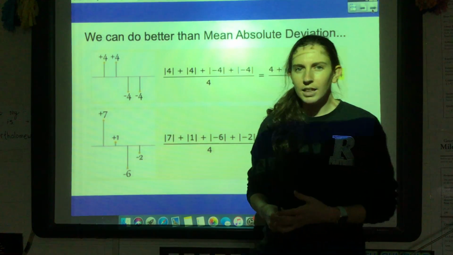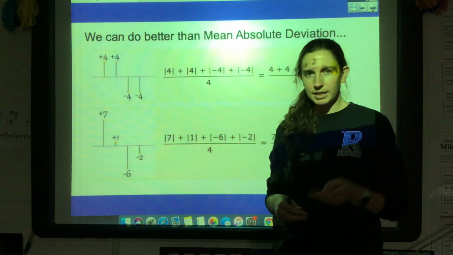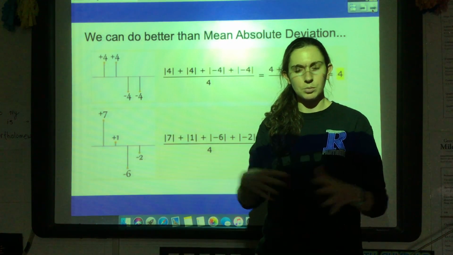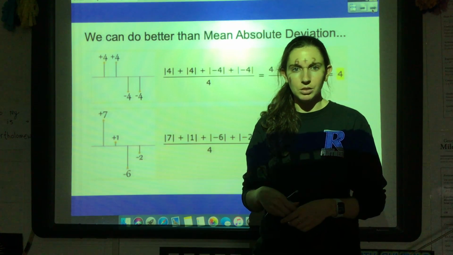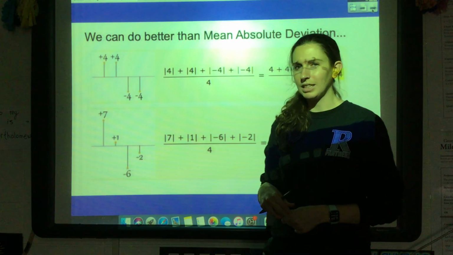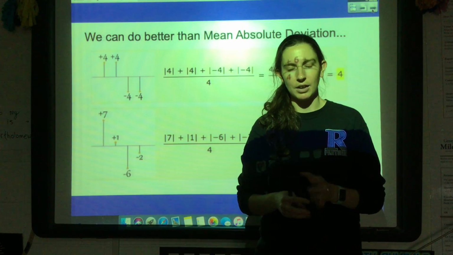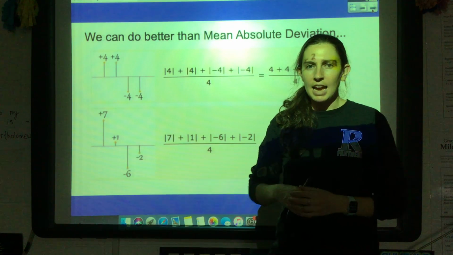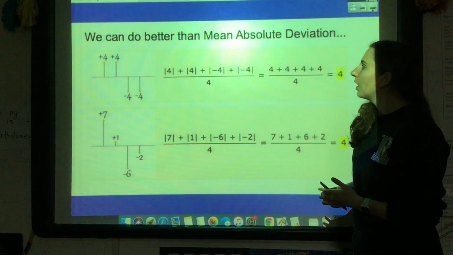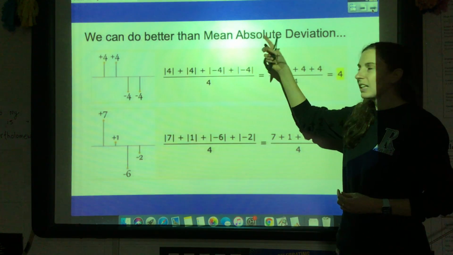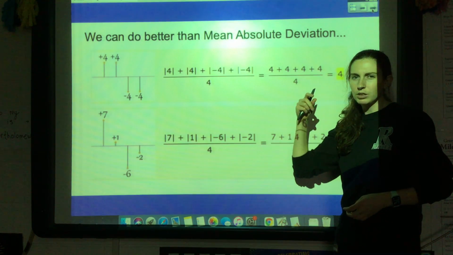Everyone, so in the last video we talked about 3 ways to calculate a measure of spread, how spread out your data is. We did range, interquartile range, and mean absolute deviation. In this video we're going to talk about one more way to measure how spread out your data is, and that is standard deviation. So basically we can do better than mean absolute deviation.